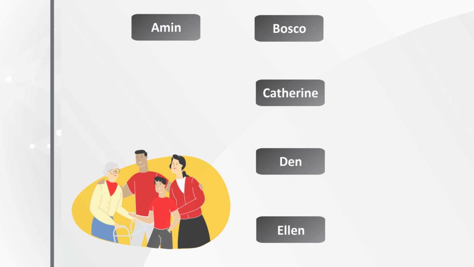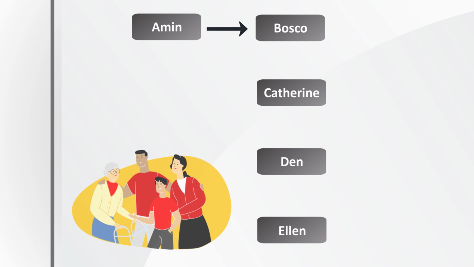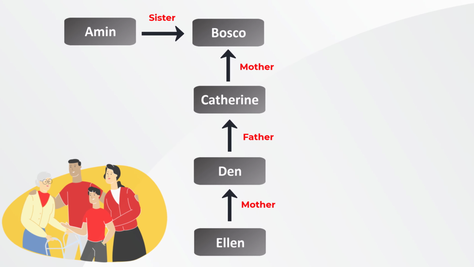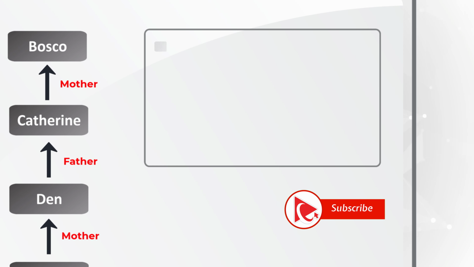Let's do it one step at a time. Amin is Baska's sister. Catherine is Baska's mother. Dan is Catherine's father. And Alan is Dan's mother. Now let's look at the conclusions we can draw from this diagram.